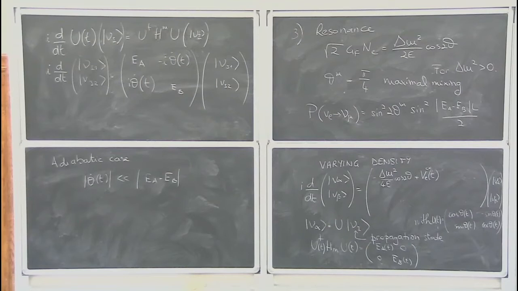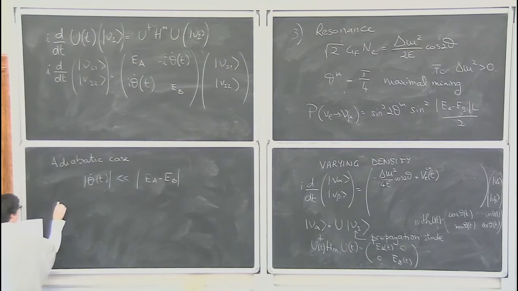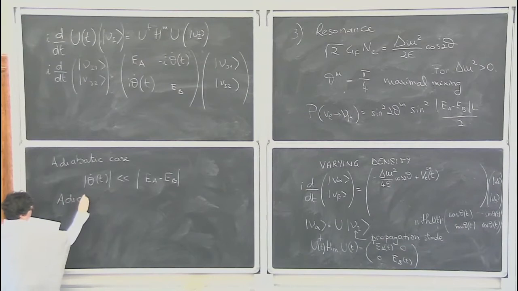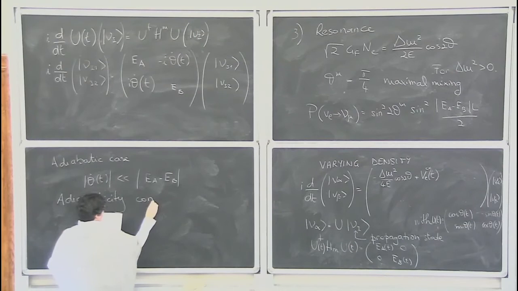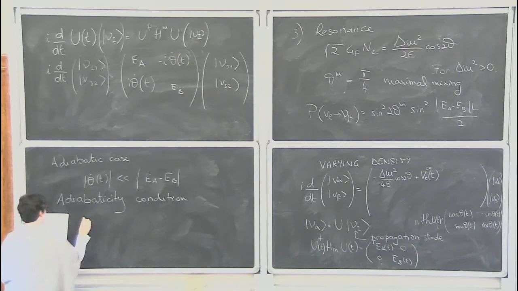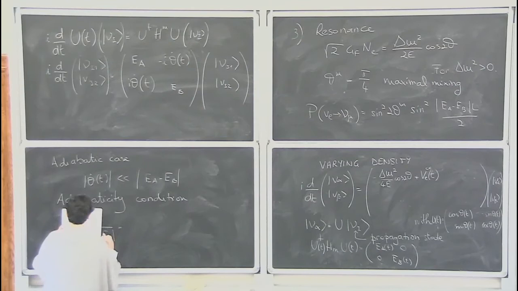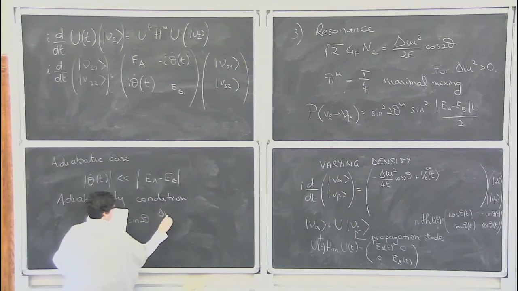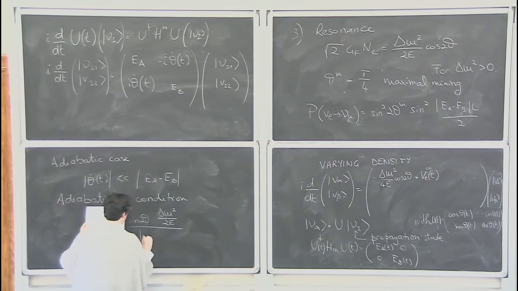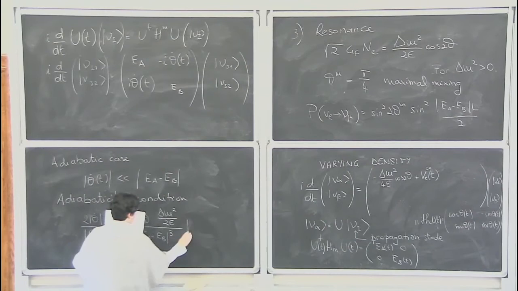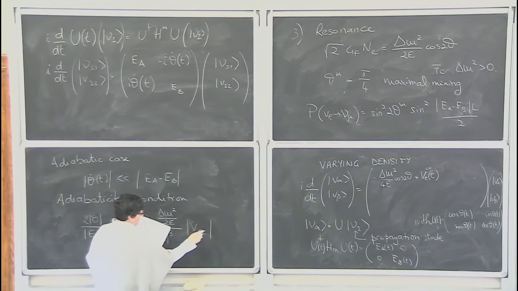And the condition for this to be satisfied, the so-called adiabaticity condition, requires that 2 theta dot over EA minus EB, which I can rewrite expressing theta dot and EA and EB in terms of the potential, in terms of sine 2 theta delta m square divided by 2E, divided by EA minus EB cubed, and then the modulus of the charge current potential. I take the time derivative, the modulus of that, and it needs to be much smaller than 1.